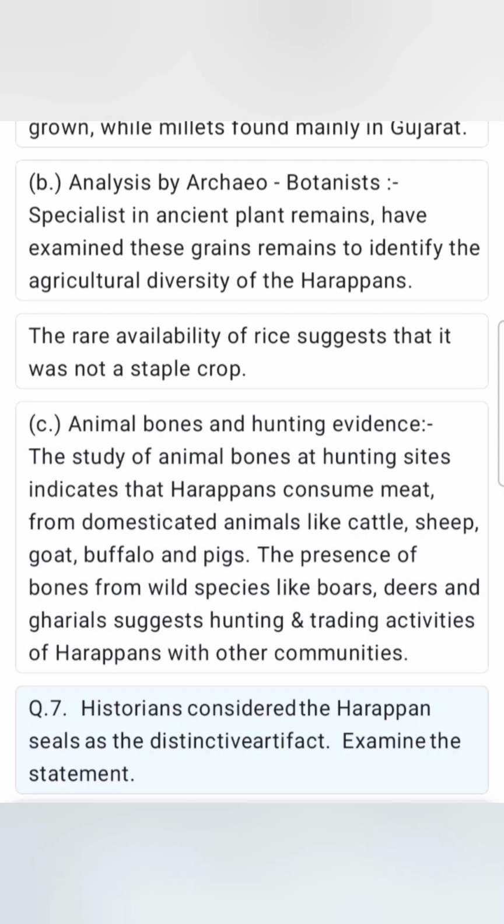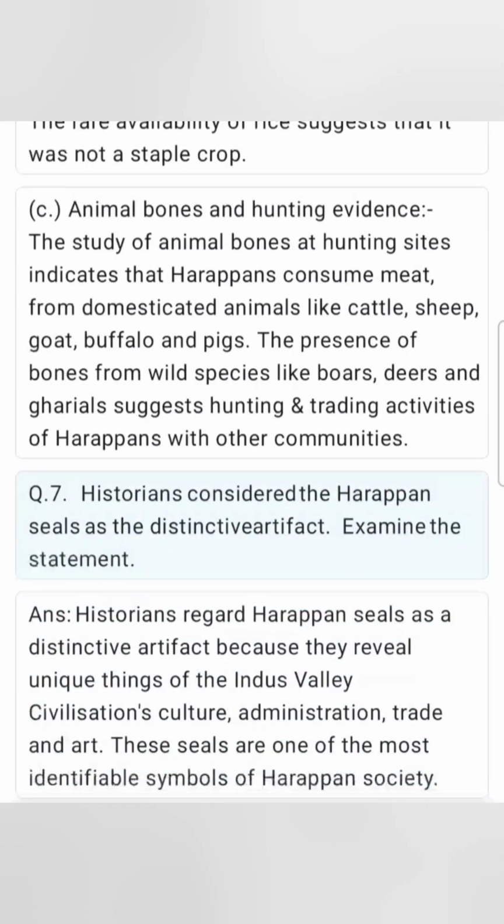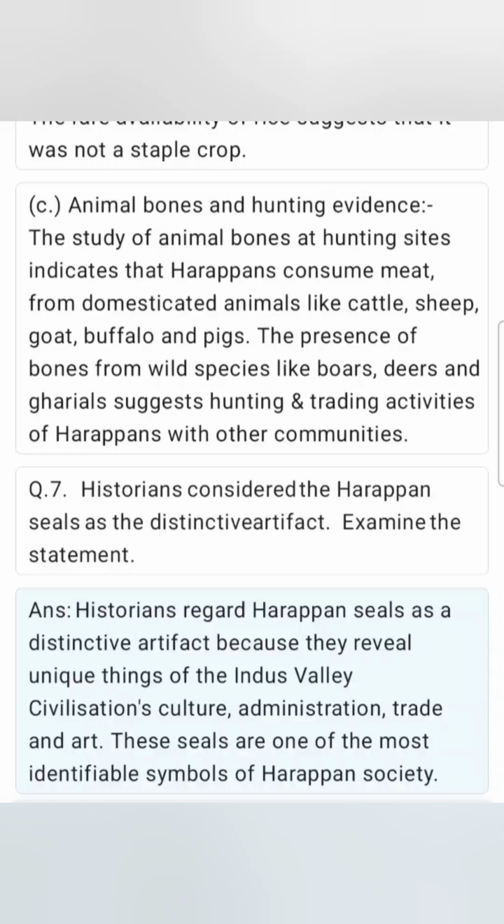Q. 7. Historians consider the Harappan seals as a distinctive artifact. Examine the statement. Ans. Historians regard Harappan seals as a distinctive artifact because they reveal unique things of the Indus Valley civilization's culture, administration, trade and art. These seals are one of the most identifiable symbols of Harappan society.